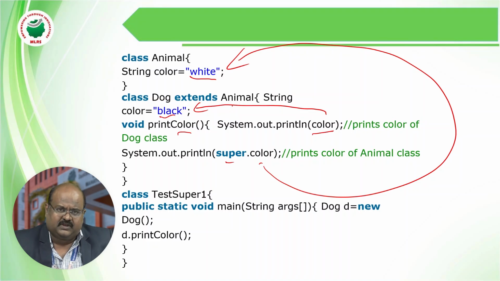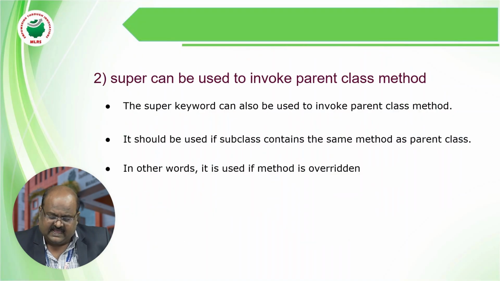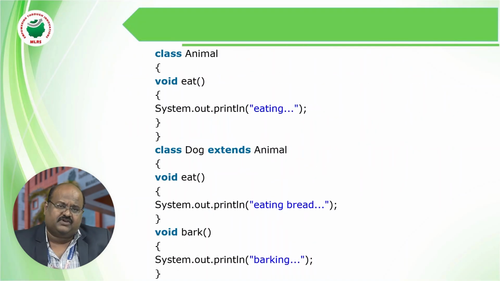Because of using the super keyword, we can access the parent class data members. Similarly, we can even access the parent class member functions by using the super keyword. How? We'll see an example here. Observe this: Animal is a class and eat is a method, and your Dog class is extending the Animal class, that means you are inheriting the Animal class here.